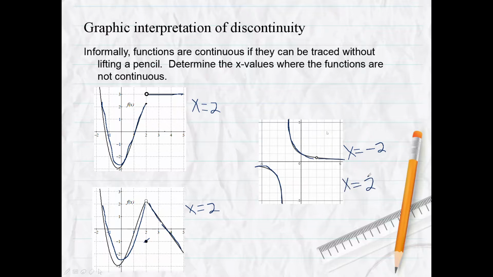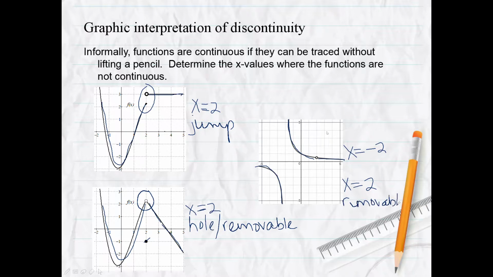Now each of these has a different type of discontinuity. This one has a jump. This one has a hole. We call that a removable discontinuity. And this last one at x equals 2, we have another removable. But at x equals -2, we have an asymptote. We call that an infinite discontinuity.